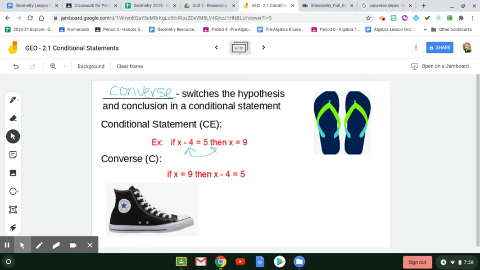So the converse of the statement would be, instead of starting with x minus 4 equals 5, we start out with if x equals 9, then x minus 4 equals 5. So I flip flopped it around.